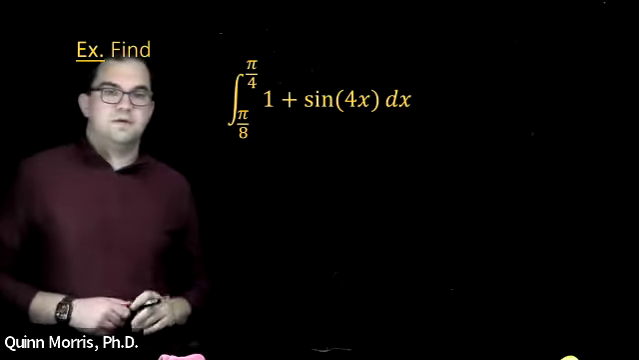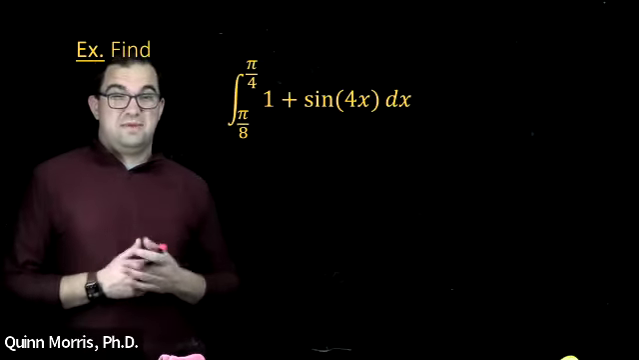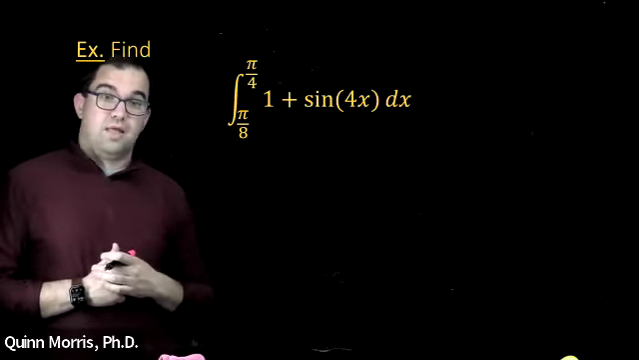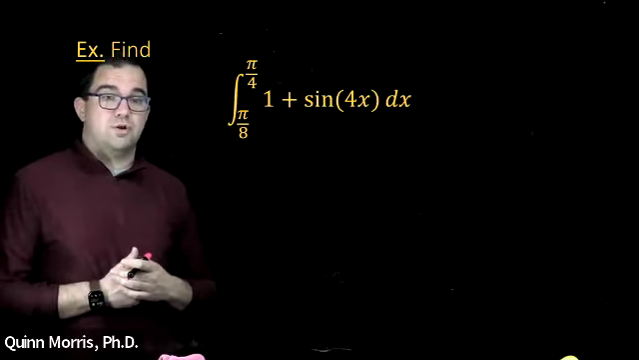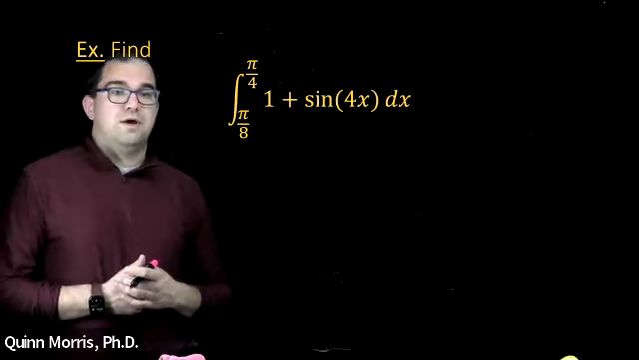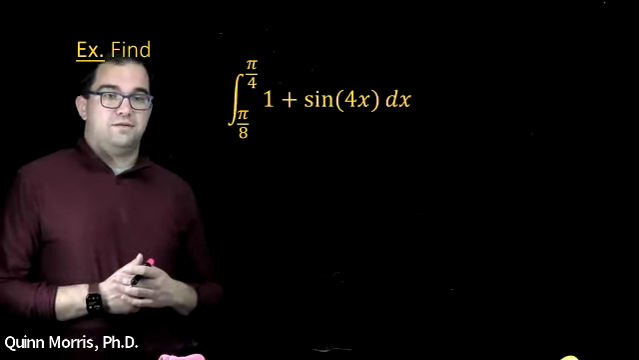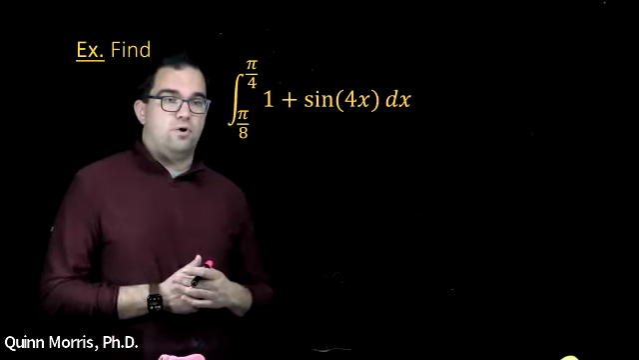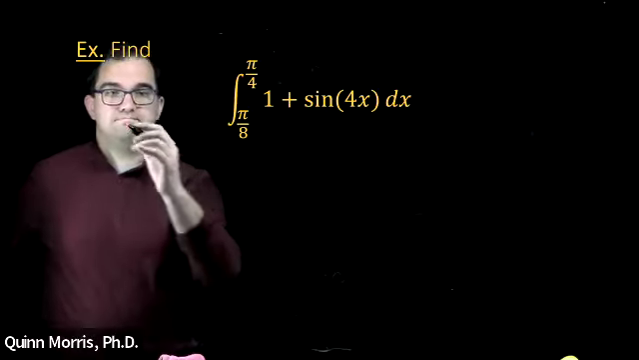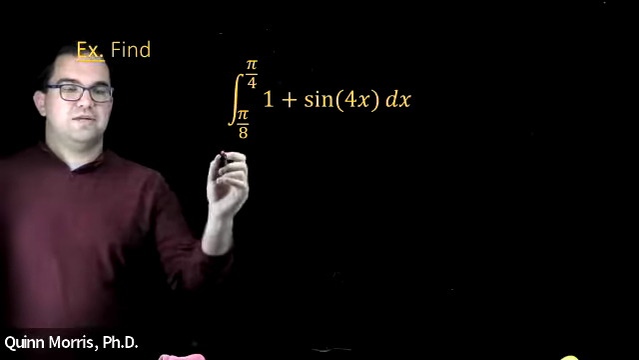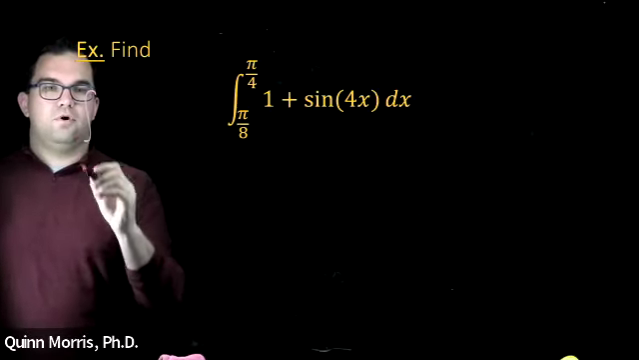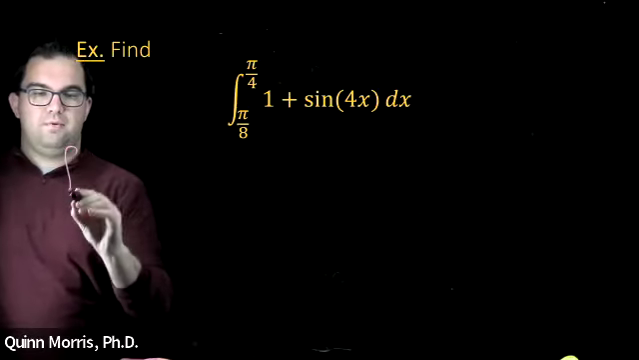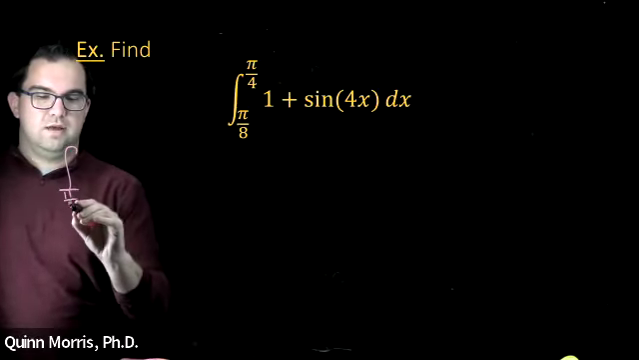All right, here's another example, and we haven't seen this before, so this will give us an opportunity to work through some things and apply some properties of integrals that we saw in previous videos. So now I have the integral from pi over 8 to pi over 4 of 1 plus sine of 4x dx. In this case, the first thing I want to do is use a property from earlier. I want to use the fact that I can break up the integral over the sum.